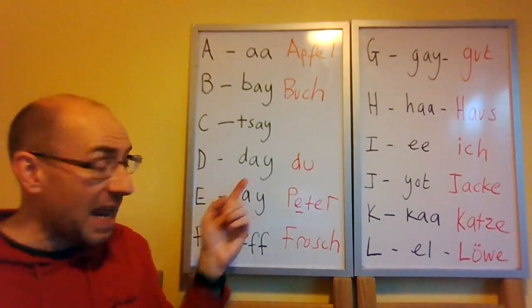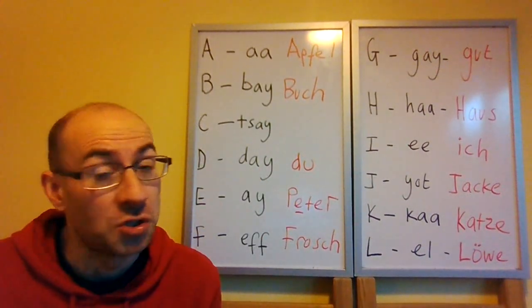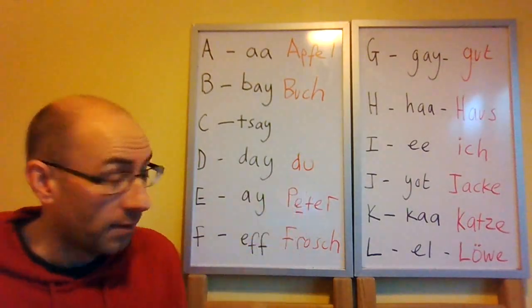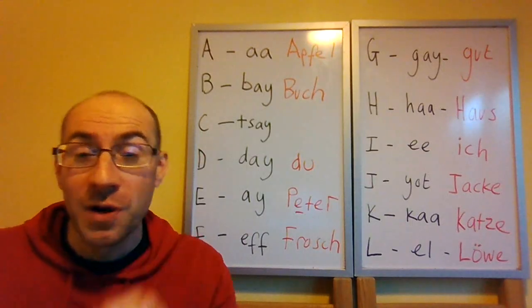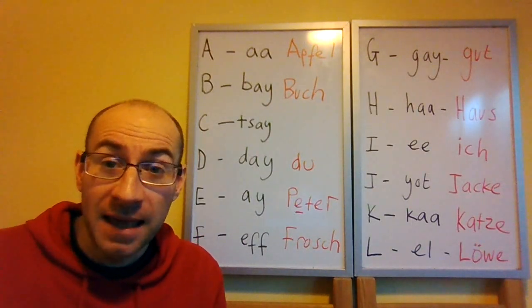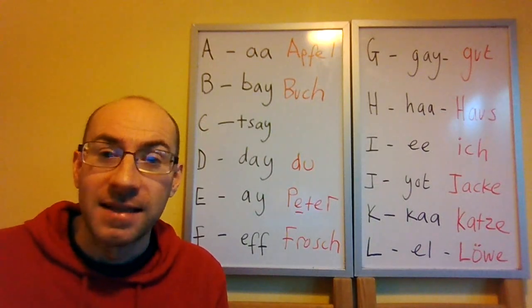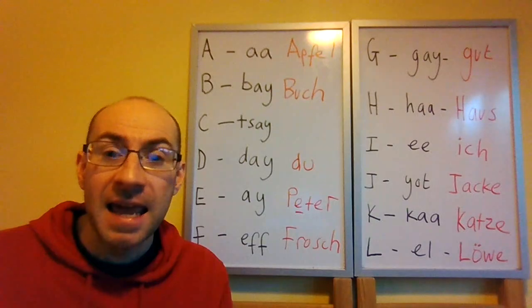Next one, D. So this is how you say it. D. And the letter sound is just a D, like English. Du is you. Ich is me. Du is you. So there's an example. It's D. A, B, C, D.